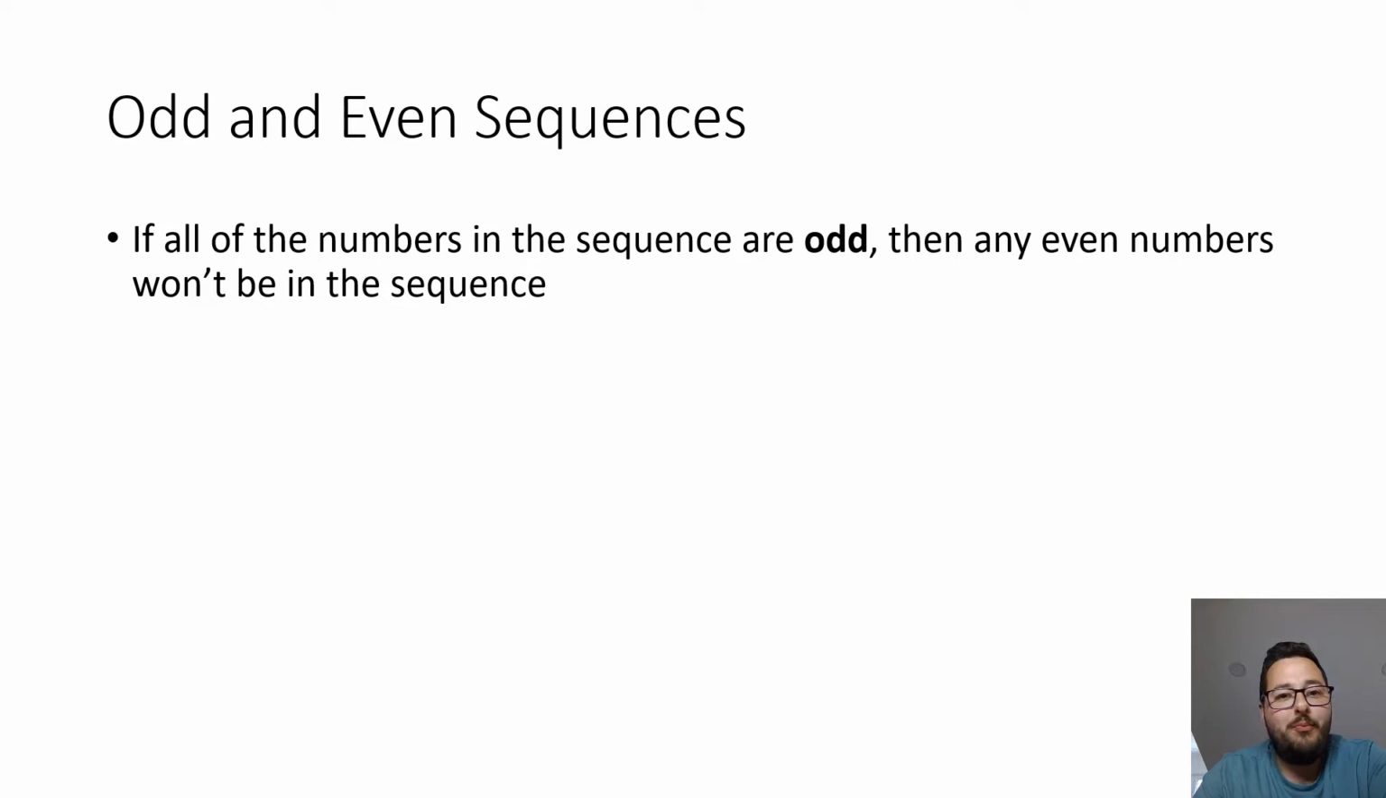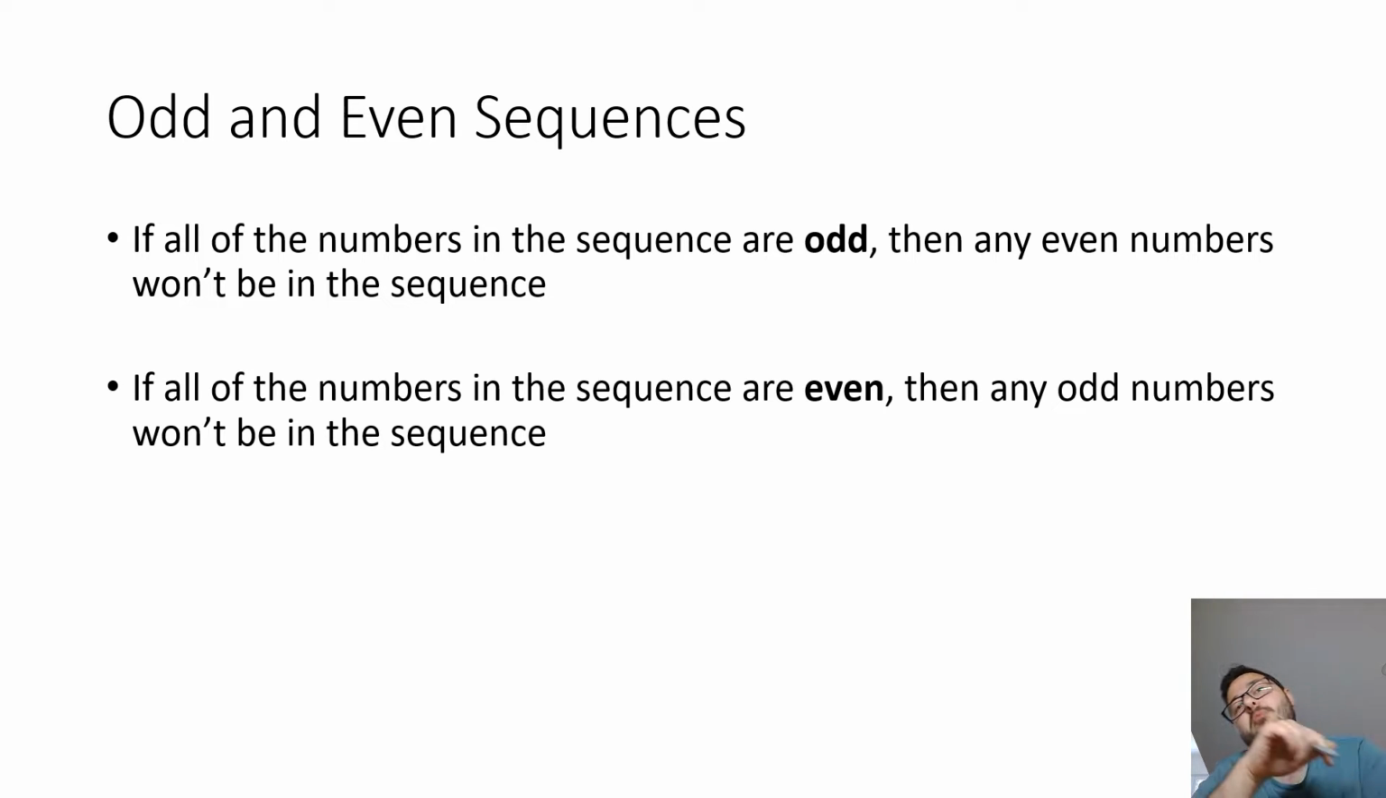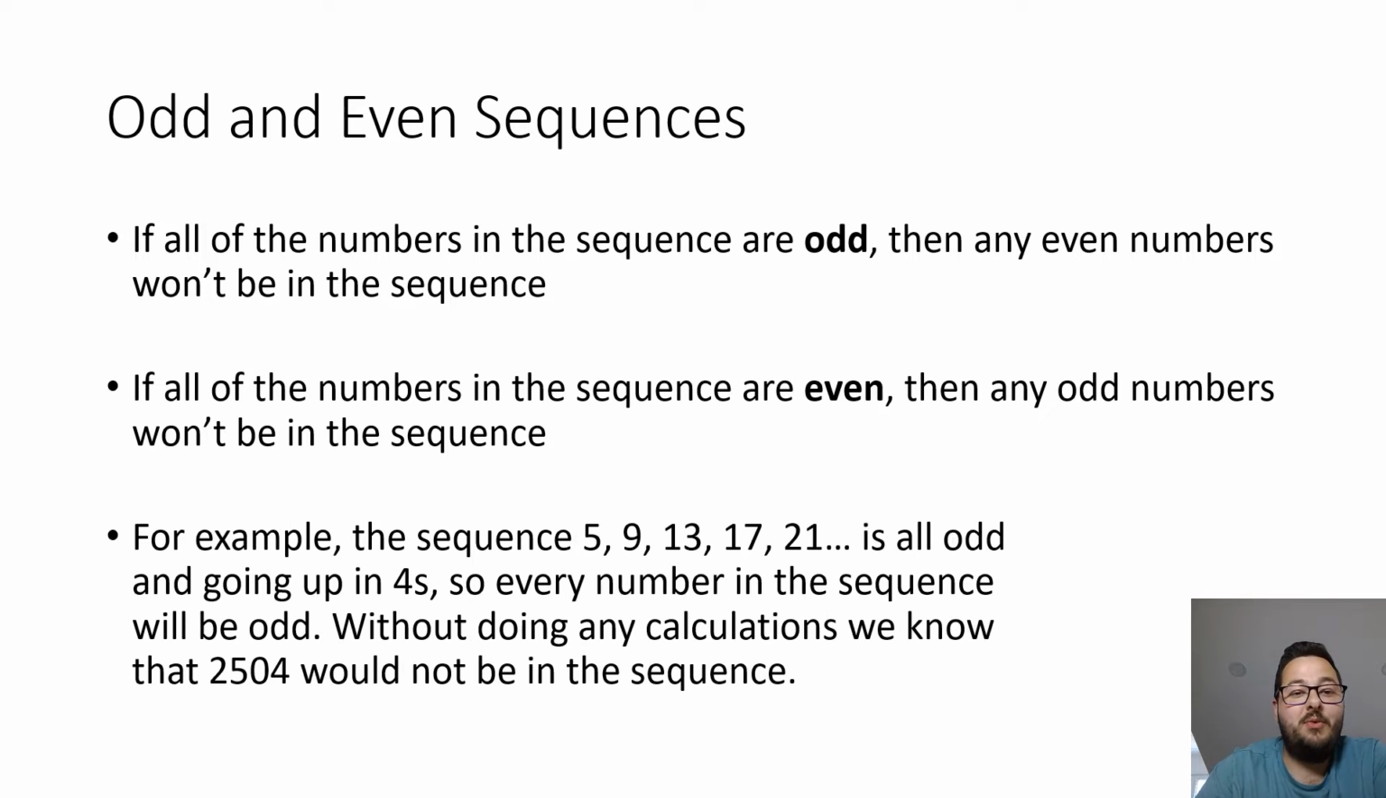If all of the numbers in the sequence are odd, then any even numbers are not going to be in the sequence. And it's the same the other way: if all the numbers in the sequence are even, then any odd numbers will not be in the sequence. For example, the sequence 5, 9, 13, 17, 21 is all odd and going up in fours. So every number in this sequence will be odd. Without doing any calculations, we know that the number 2504 is not in the sequence.